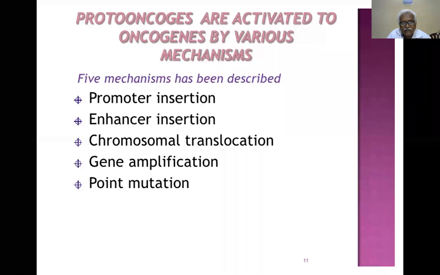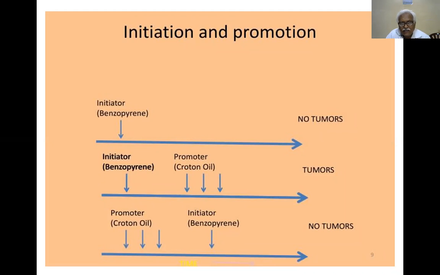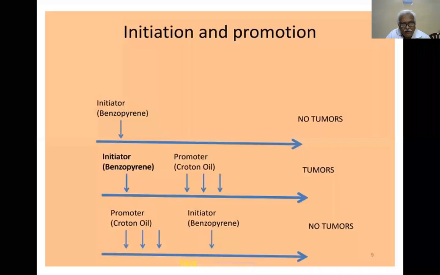You have to just remember it. So initiation and promotion. For example, the initiator is benzopyrene. If you apply it on the skin, nothing will happen. No tumor will result. So we add the initiator benzopyrene, and after some days we add the promoter croton oil. Then after some days we wait, and we will develop the tumor.